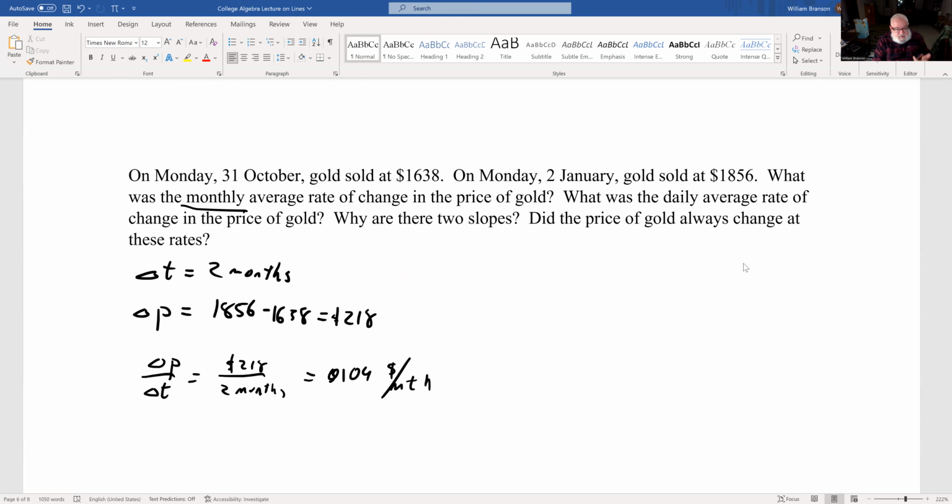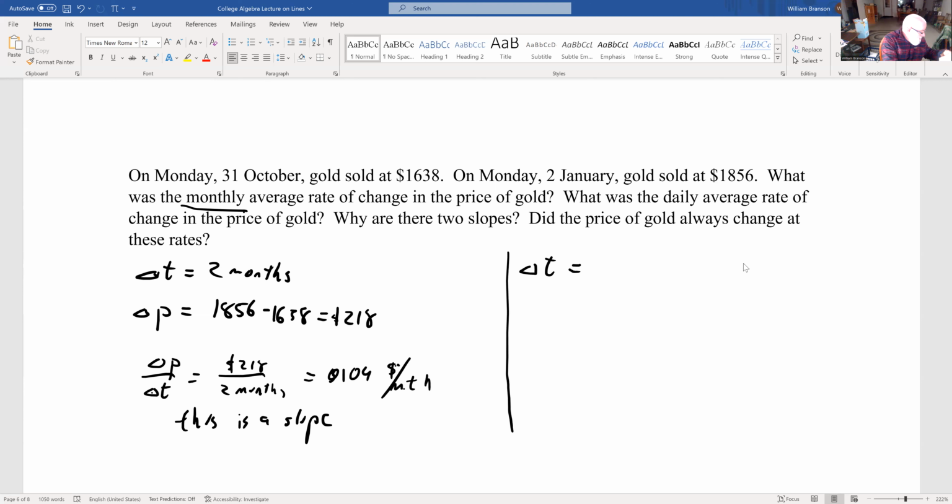And we look at this, we think this is a slope, right? Delta P over delta T, change in price divided by change in time. It's a slope. Another tip off is that the units here are this per that, dollars per month. We could also say, though, if we wanted, what's the daily change on average? Delta T in terms of days is 62. So there's 62 days, and the change in price is still the same, 218. So what's delta P over delta T?